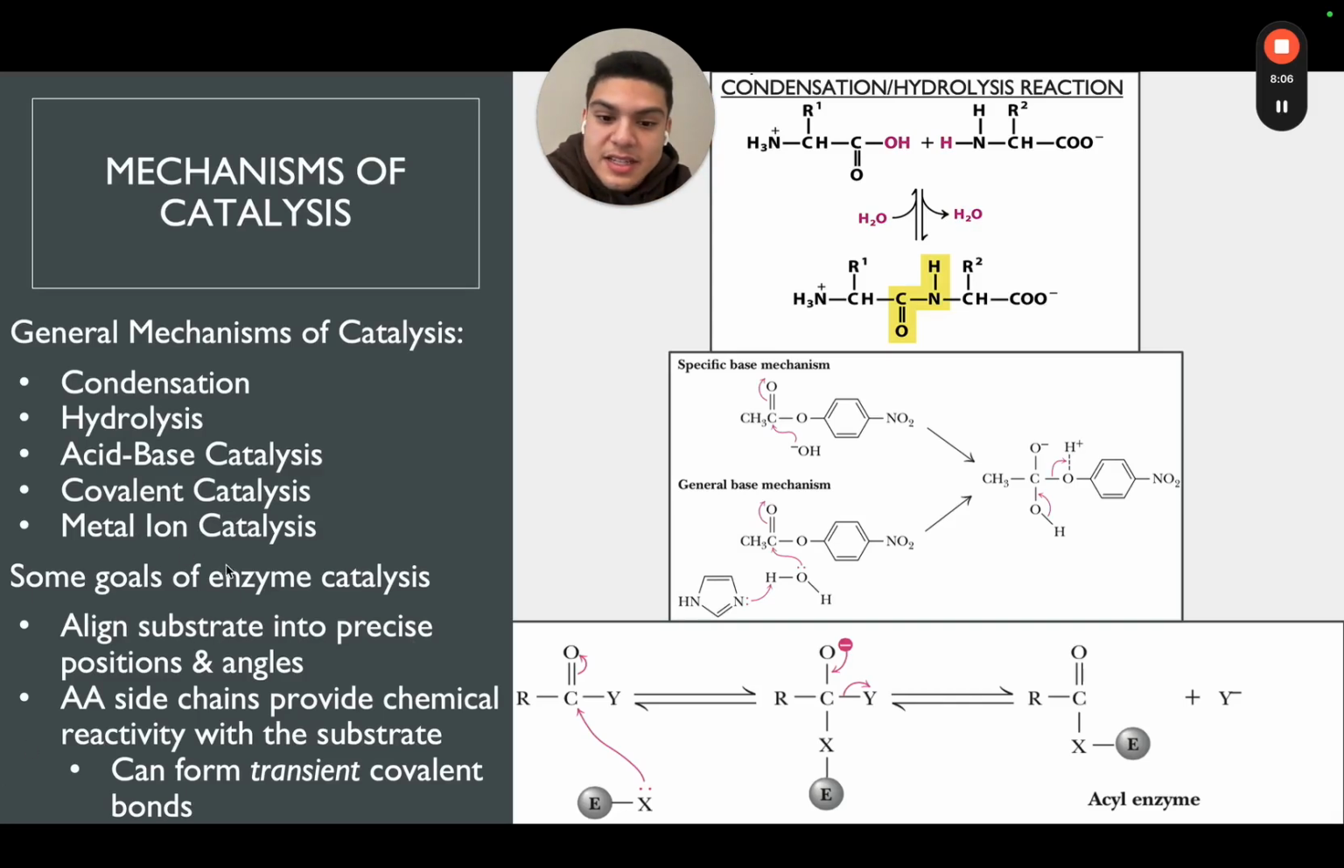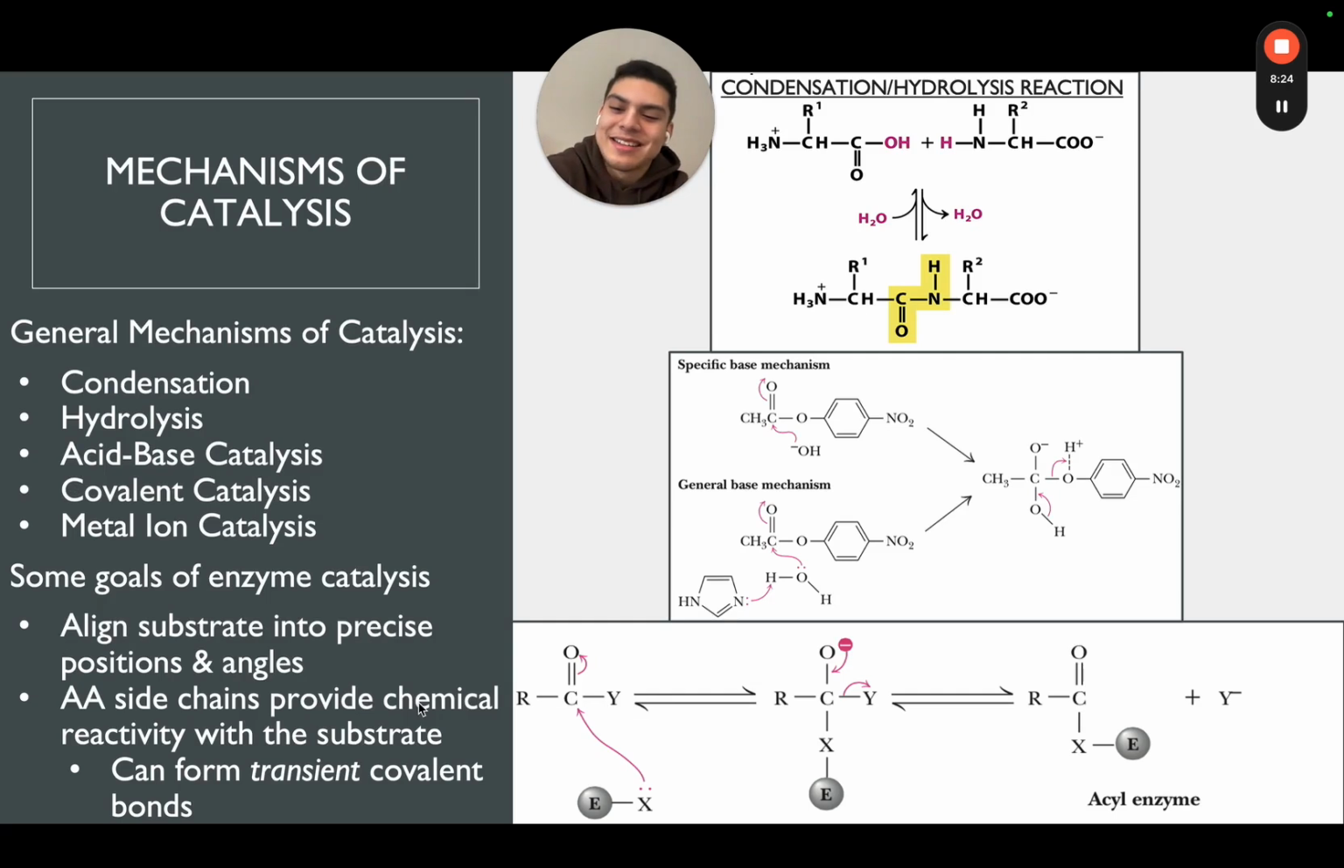And then the next thing is metal ion catalysis, which just means that a metal ion helps to stabilize the substrate or the transition state in some way. So you use a free metal ion that's within the enzyme active site. And again, some of the goals of enzyme catalysis are that it aligns the substrate into precise positions and angles.